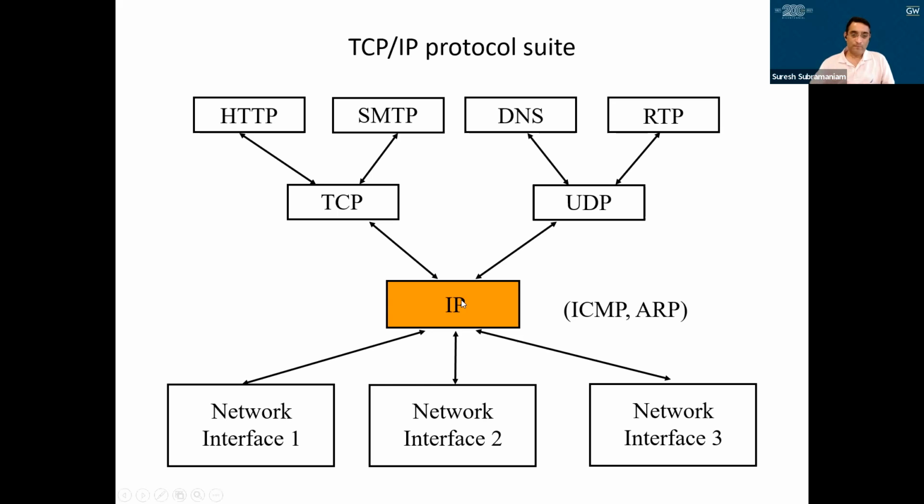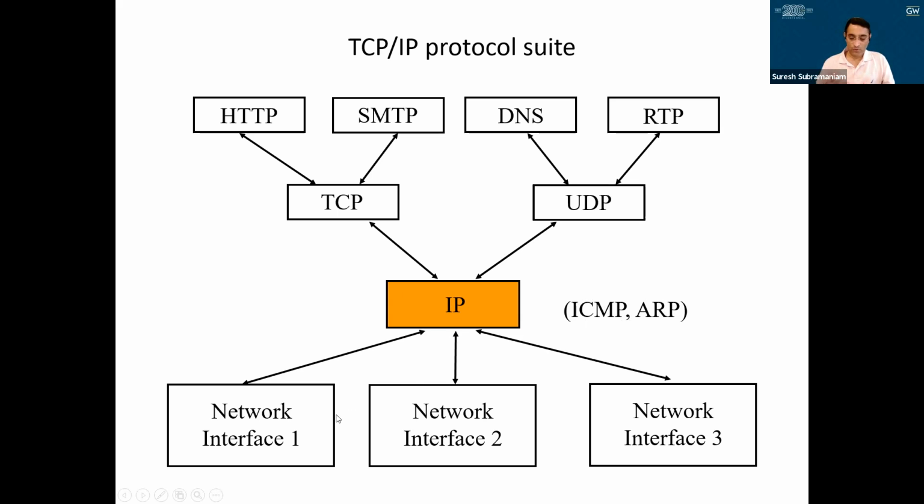So the main protocol at the network layer is called IP, or Internet Protocol. There are a couple of other associated protocols that you can think of as helper protocols for IP. The actual protocols are not important for us, the ICMP and ARP and so on. So this is the network layer protocol.